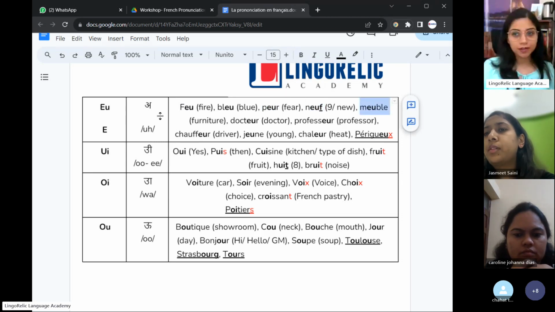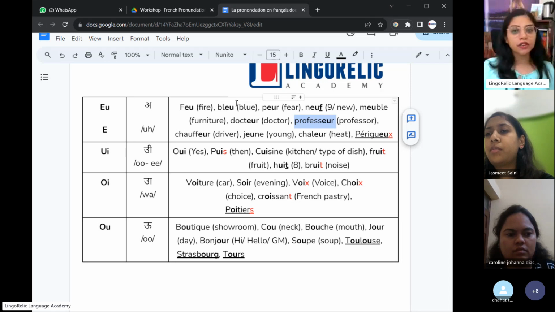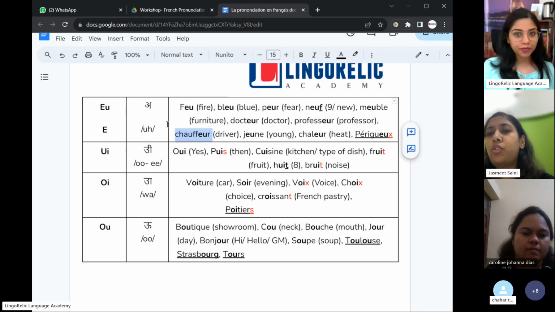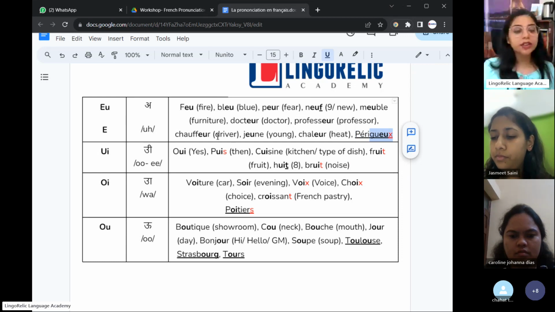Okay, then next one, Meuble. Meuble, which is furniture. Next one, Docteur. Docteur. Then Professeur. Also, not professor, but professeur. It has its own sound. Then Chauffeur. Then Jeune. Then Chaleur. And Périgueux. Périgueux. Périgueux is a region in France.